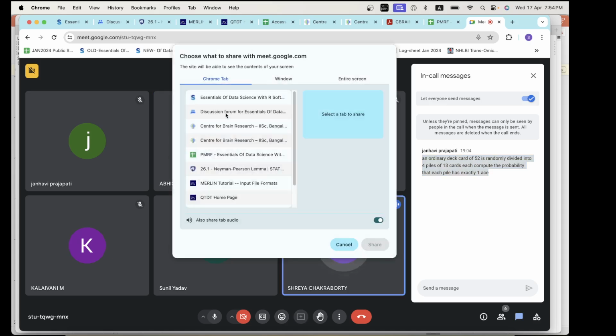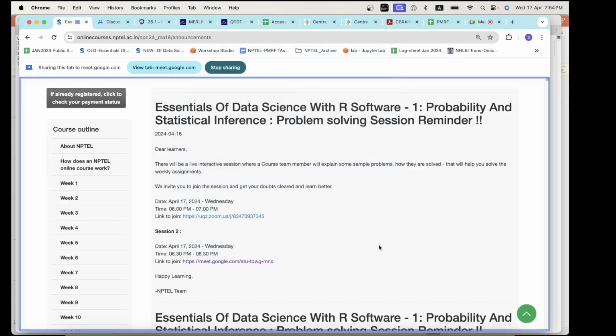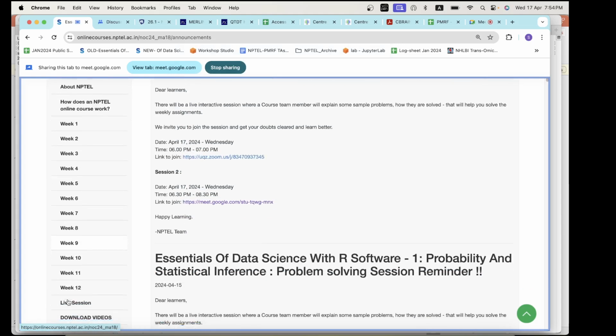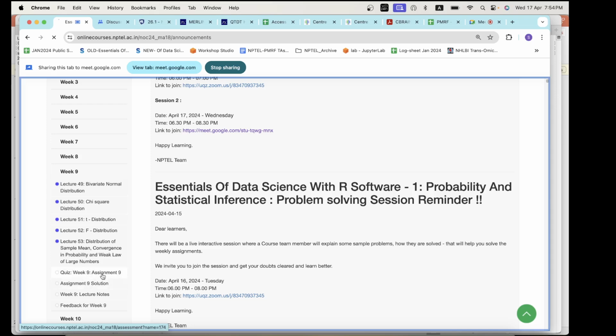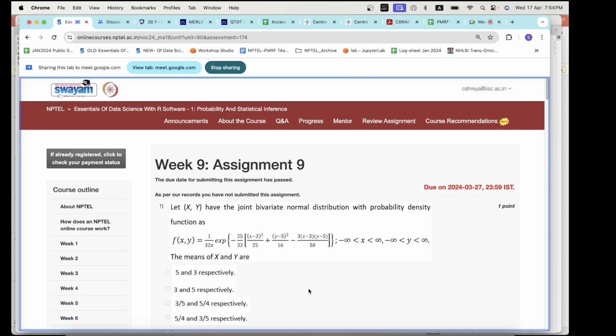All right. I'll share the tab and you tell me which are the questions where you are facing problems. I hope this tab is visible to you, right? Okay. So week 9, you had one, I think Janvi, you had a doubt, right? Tell me which question is it?